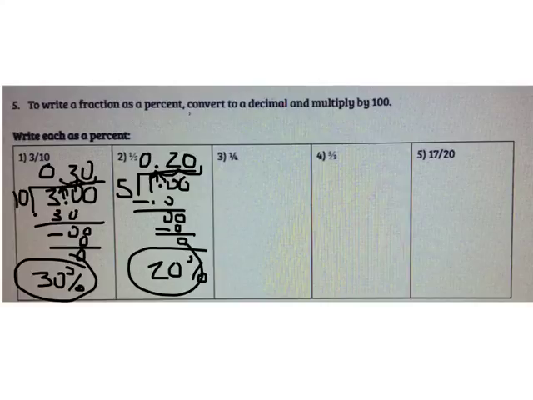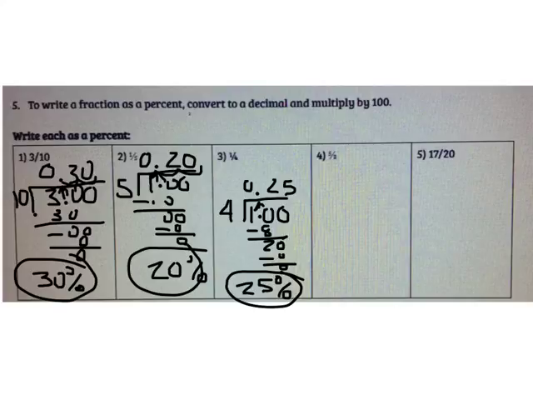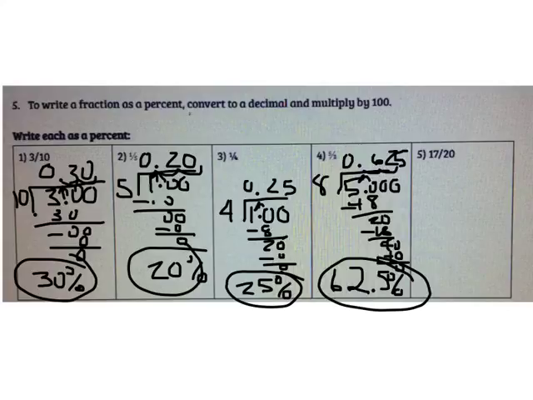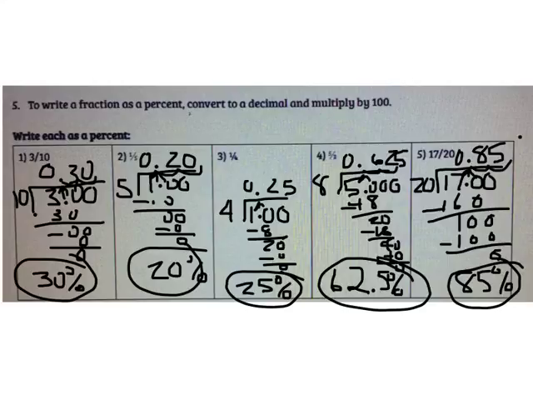Now you try one. Write 1/4 as a percent. 1/4 is equal to 25%. Write 5/8 as a percent. The correct answer is 62 5/10%. Write 17/20 as a percent. The correct answer is 85%.